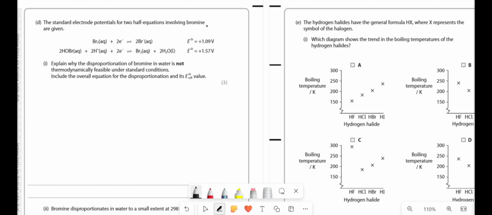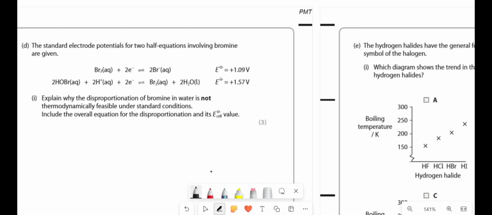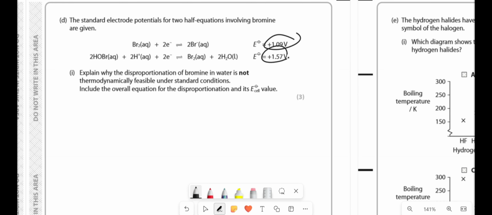So the standard electrode potentials for two half-cell equations including bromine are given, and then here we are, and it says explain why the disproportionation of bromine is not thermodynamically feasible under standard conditions, and include the overall equation for the disproportionation and its E-cell value. So people are going to dive in and be like, oh my god, this one's more negative, this one's more positive, therefore oxidation reduction, right? That's not what it's asking.